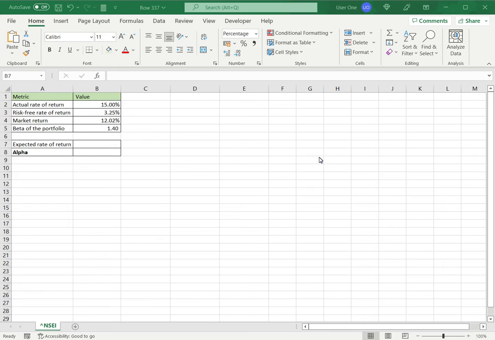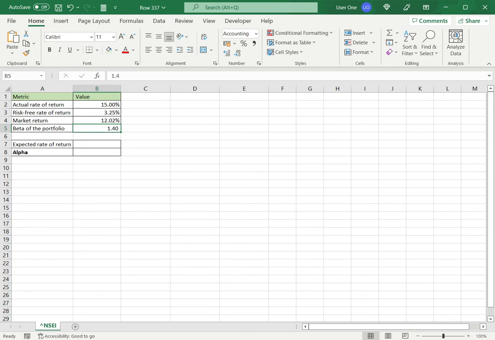The formula for alpha is the actual rate of return minus the expected rate of return. Excel does not have any function ready to compute this, but you can use the regular functions and mathematical operations to implement the formula. So the expected rate of return we will also compute. What you need to compute the alpha, as given in this example, is the actual rate of return, the risk-free rate of return, market return, and beta of the portfolio.